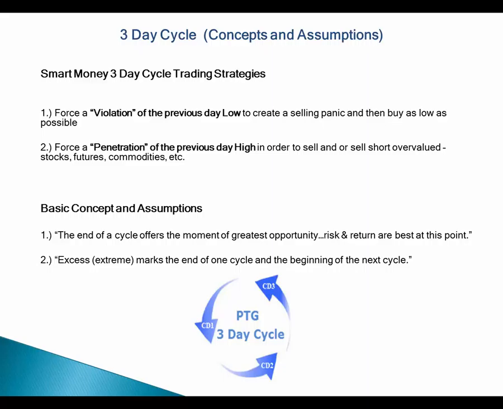On the flip side, as the cycle progresses upwards on cycle day 2 into cycle day 3, the idea is to force a penetration of the previous day high. A penetration means taking out a prior high in order to sell what they purchased the day before on cycle day 1 simply at a higher price. Makes sense, right? They're not always successful in doing that. Sometimes it takes some backing and filling on cycle day 2 in order to get that.